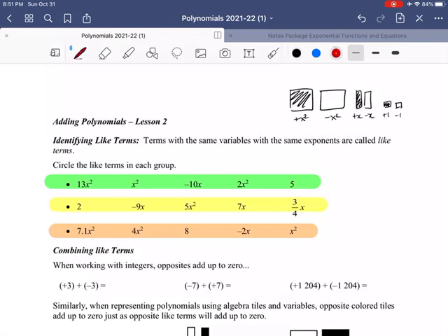So in this first one, 13x squareds, x squared, and 2x squared. Those are all like terms. They have the same exponent, the same shape.